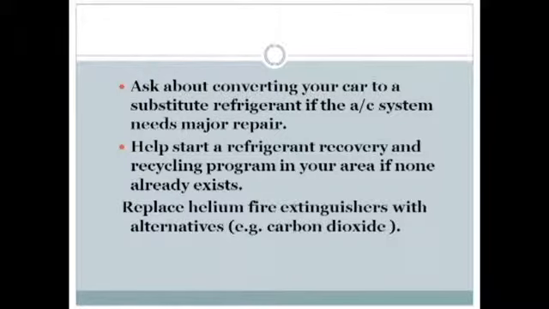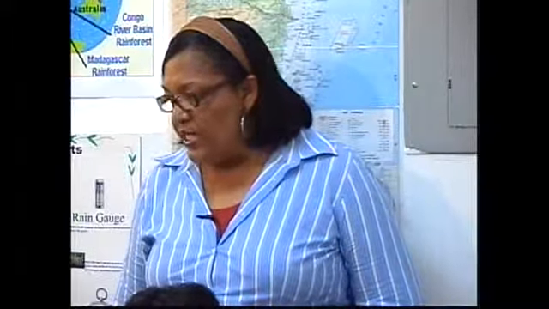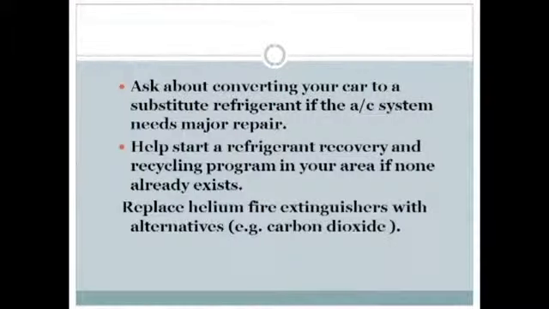Ask about converting your car. Kyle said this just now. Converting your car to a substitute refrigerant if the AC system needs major repair. And that Kyle said about using an electric engine, isn't that so, Kyle? Over the gas engine, the engine that works with the gas. Help start a refrigerant recovery and recycling program in your area if none already exists.